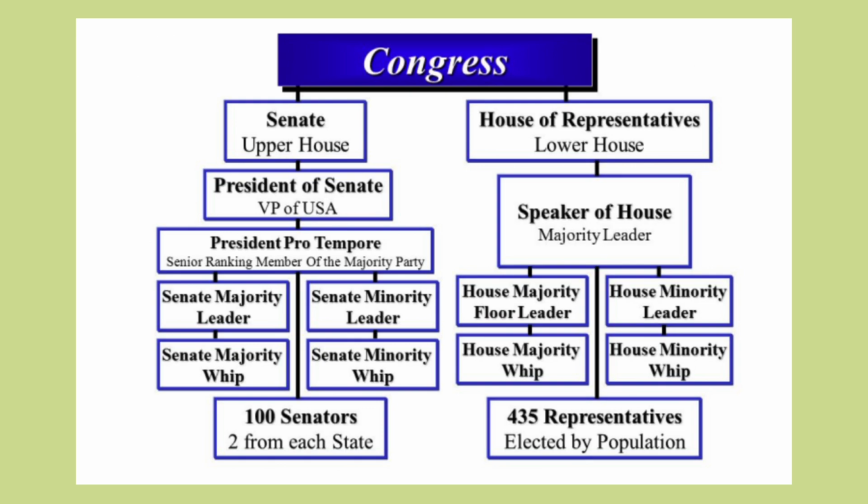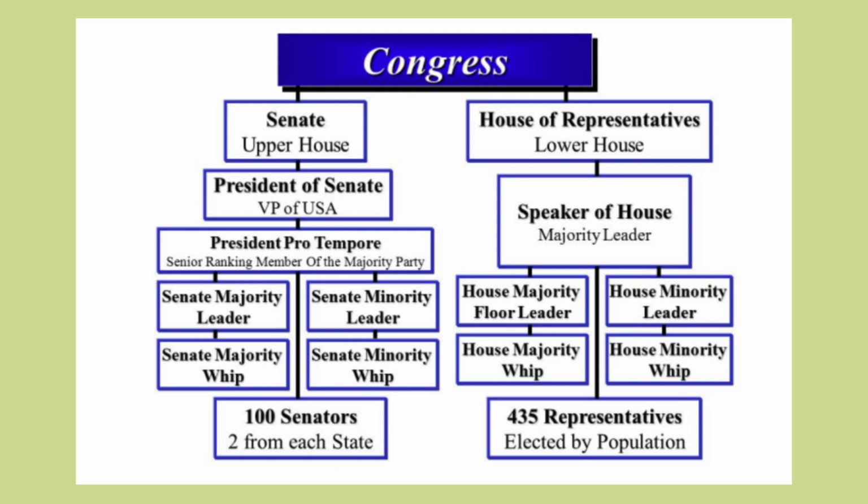You also need to know the president pro tempore, which is the senior ranking member, which means the person who has been there the longest, that has seniority, of the majority party. So right now, that would be the Republican Party as of 2026. But it does change. If, for example, next year after midterms, the Democratic Party takes over as the majority party, meaning just that there are more Democrats than Republicans in the Senate, then the president pro tempore would change.